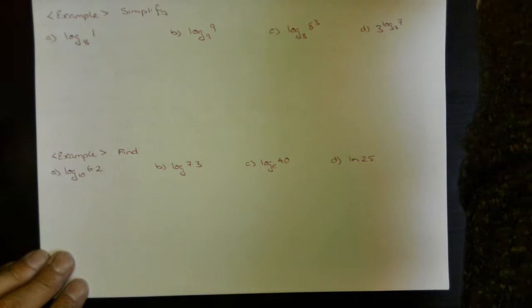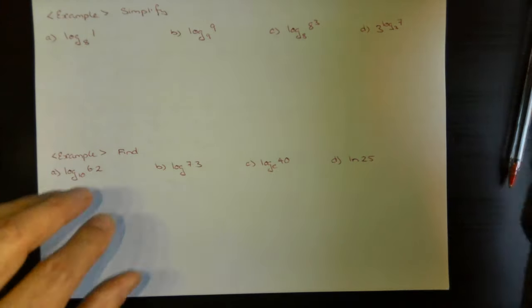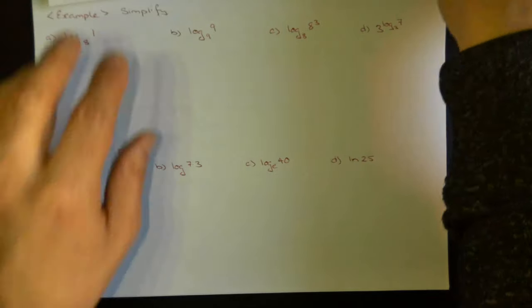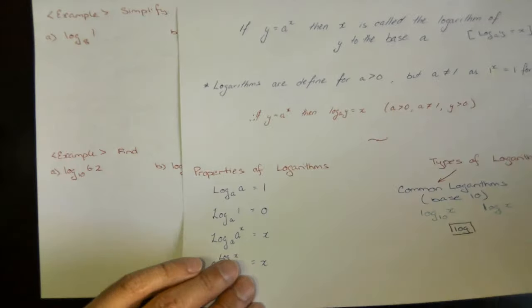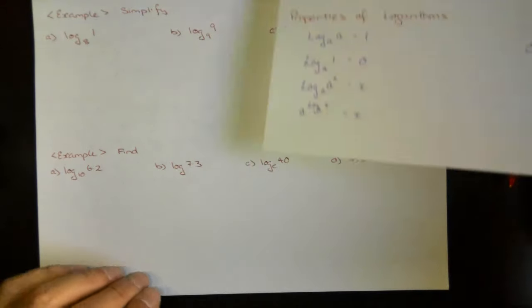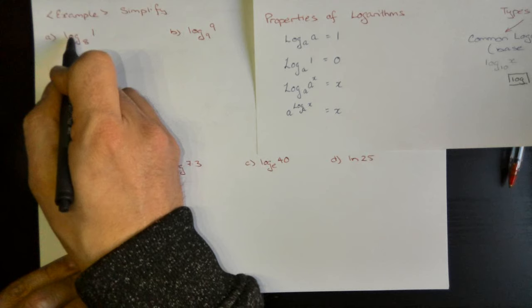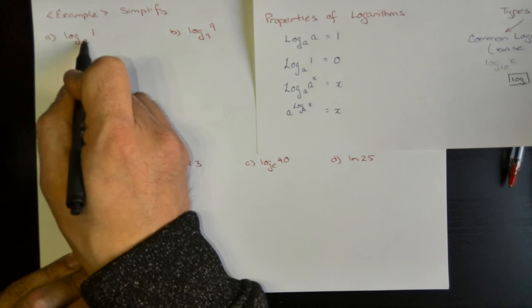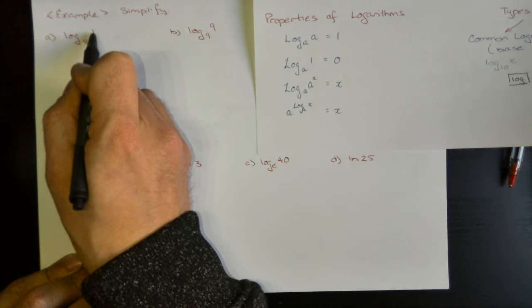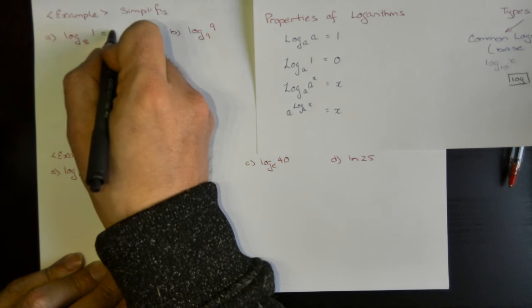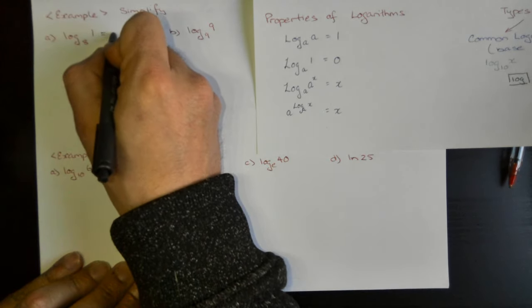Okay. We want to simplify the following. I'm going to get these properties next to us. So remember that if you have log of 1, it has to be equal to 0, because 8 to the power of 0 has to be 1. So this would be 0.